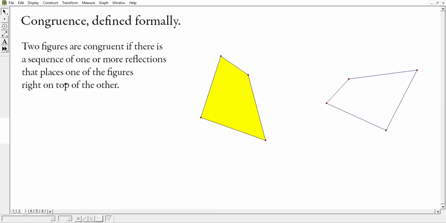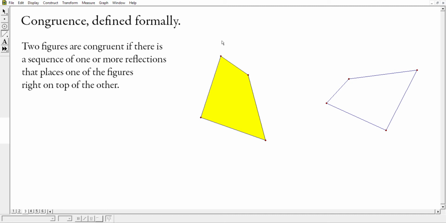Let me show you what this means. You don't have to be able to do anything like this. I just wanted to demonstrate it to you. These quadrilaterals are congruent. They have the same shape and the same size. I want to show you that we can actually do a sequence of reflections that puts this one directly on top of that one. Let me show you how it works though.